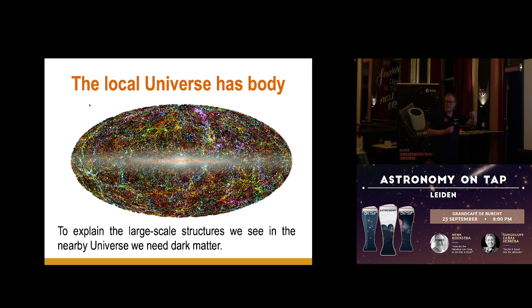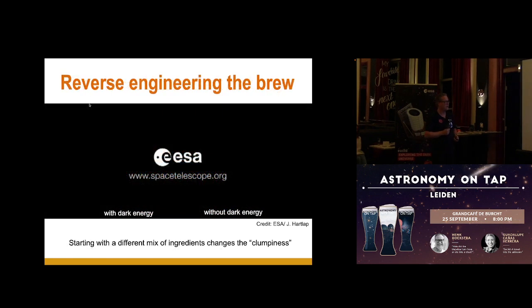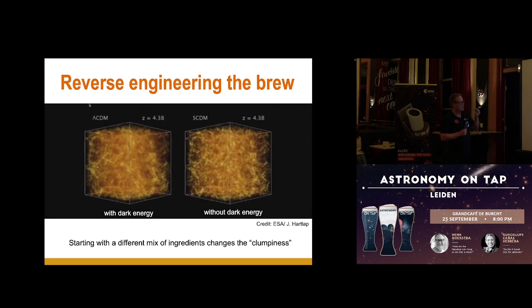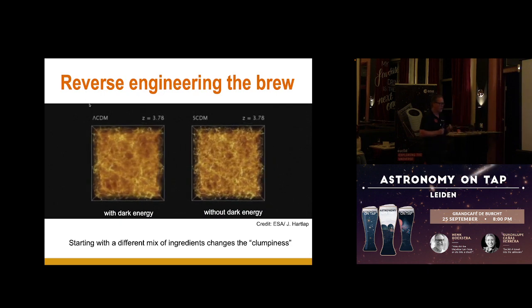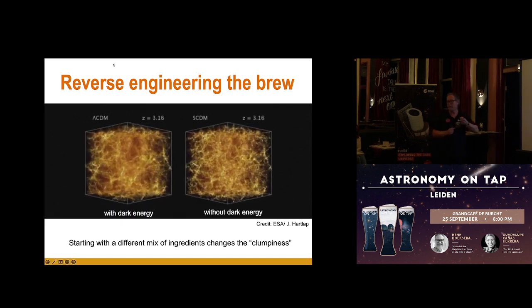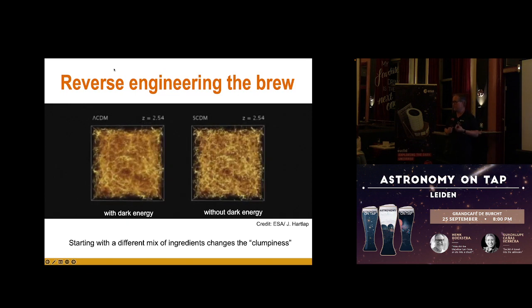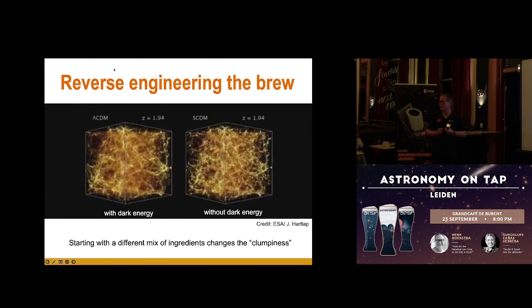And so relating that very simple early universe to what we see today tells us something about the ingredients of the universe, and that's really what Euclid aims to do. That's basically what we're trying to do, and this question was already asked: how can we figure out which is the right model? Essentially we're trying to reverse engineer this problem.